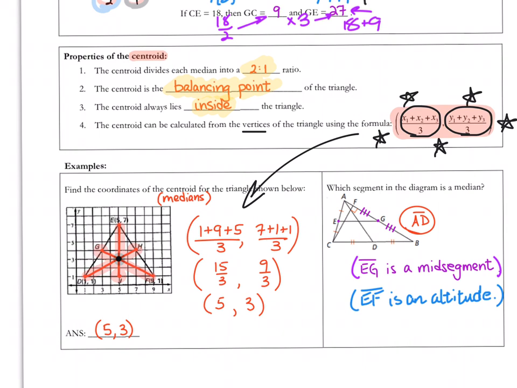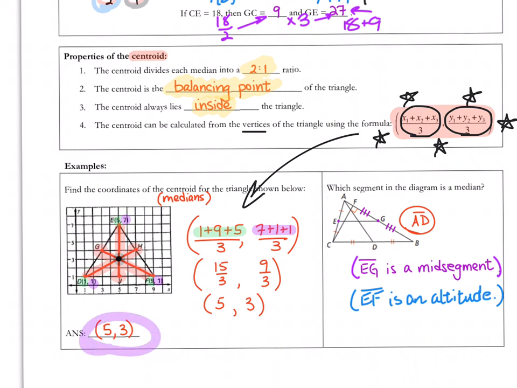But another easy way to do it is to use the formula. So we're using the x coordinates of the vertices. So 1, 9, and 5 are being added together and divided by 3. And then the y coordinates, 7, 1, and 1, are being added together and divided by 3. When you simplify that, you'll end up with your centroid coordinates of (5, 3).